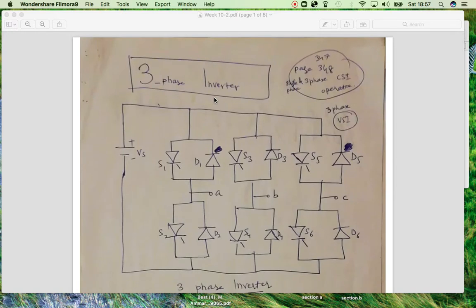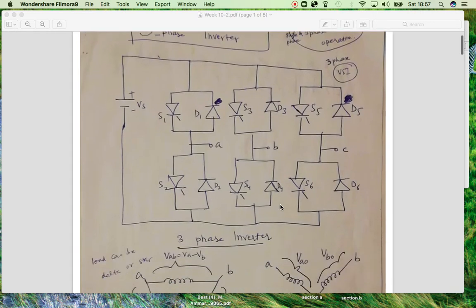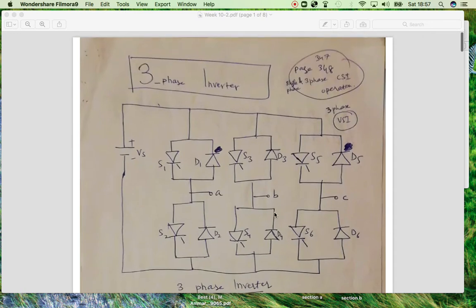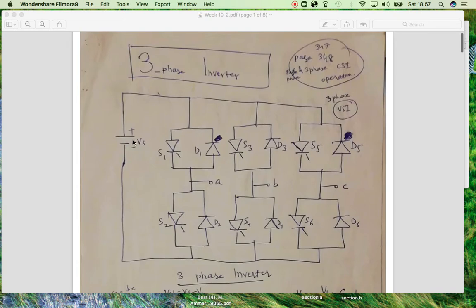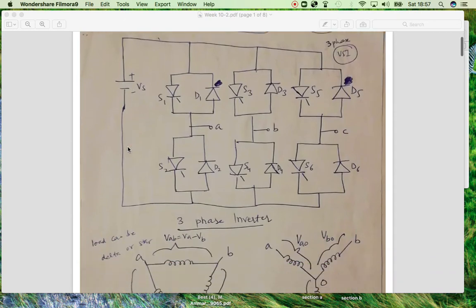So this is the circuit of a three-phase inverter in which we have a voltage source and six switch arrangements. In each of the six arrangements, we have a thyristor and a diode. This is a voltage source three-phase inverter.